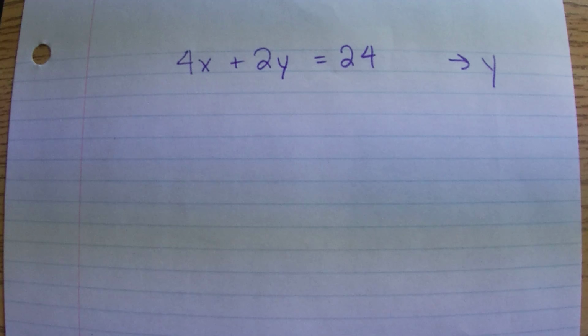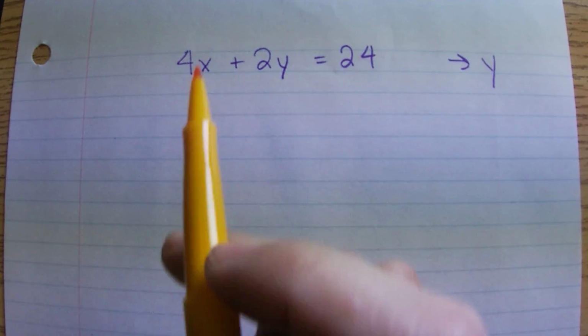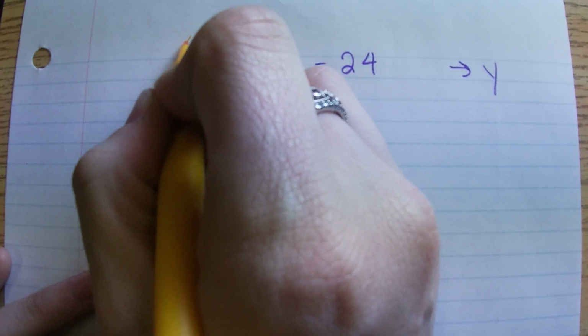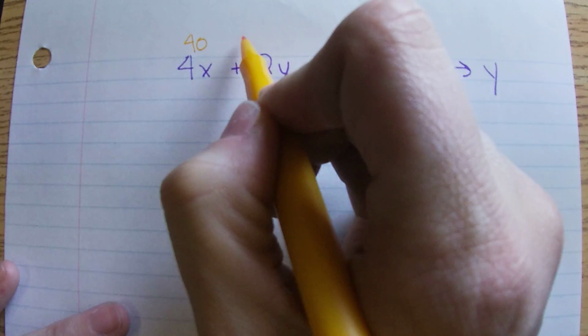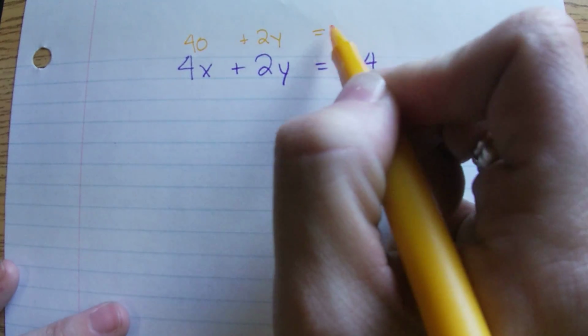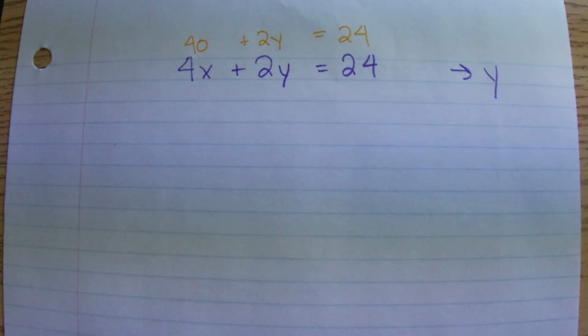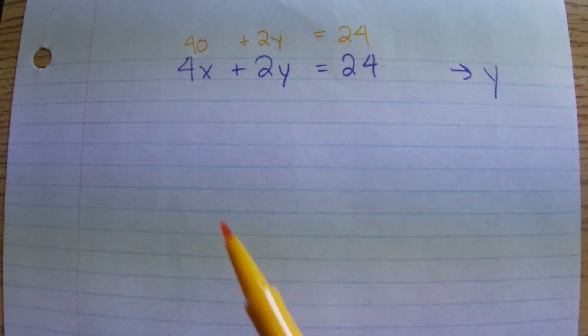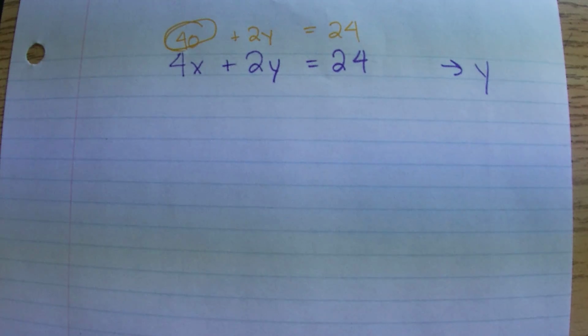Okay, so if we want to solve this for y, again, I'm going to sort of replace the other letter with a number. So let's just pretend that this says like 40 plus 2y equals 24. And I think if we saw it in that format, we would agree that we're moving this entire chunk all at once. And that's exactly what we would want to do here first.